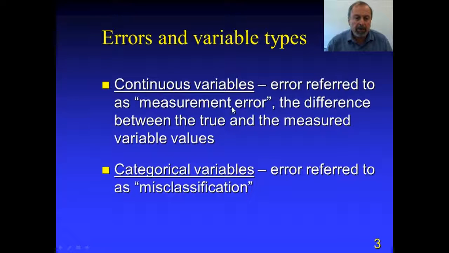Let me just mention in passing some terminology. When we have continuous variables, we're more likely to use the term measurement error when we talk about misclassified continuous variables on a continuous scale. But when we talk about categorical variables, and we often use categorical variables in epidemiology, diseased, not diseased, exposed, not exposed, or maybe various categories of exposure, when we have misclassification there, we usually refer to it just as misclassification as opposed to measurement error.